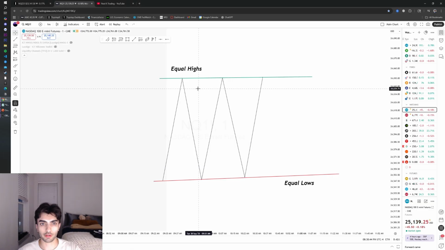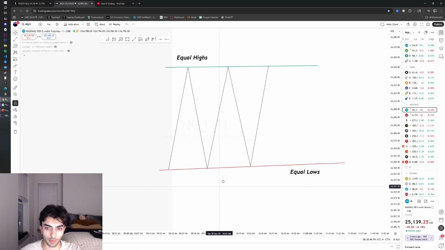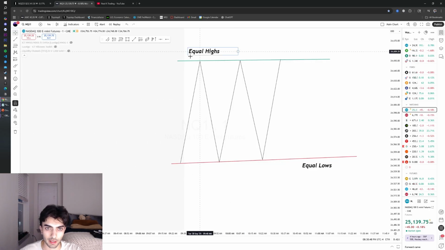So looking over here, equal highs and equal lows are when you have the same area or the same highs get respected and taken out at the same time. So people would see this as support and resistance. I see this as equal highs and equal lows.